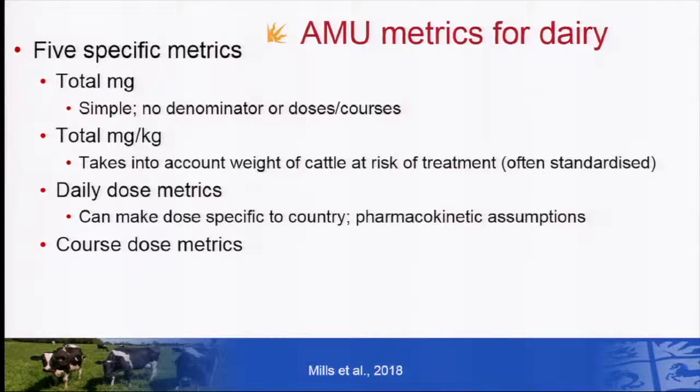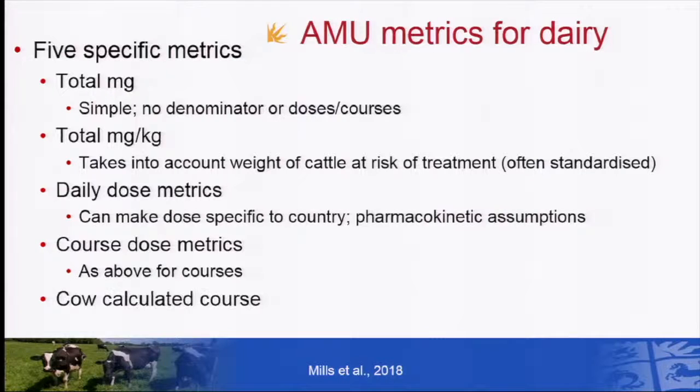Similarly, we have course dose metrics, so how long is a course? How many courses has that cow had? And that has similar characteristics to the daily dose metrics. You can make them specific for the country, the number of courses that are usually used, or the farm, and they depend on the pharmacokinetics.